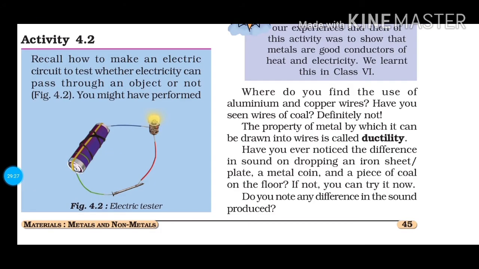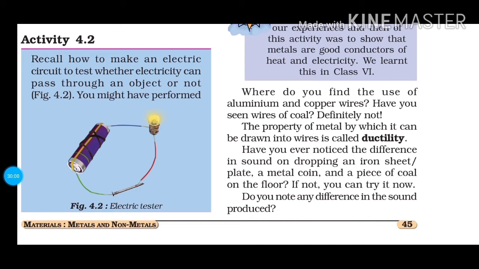We can observe that जब भी कोई मेटल कॉइन या फिर आयरन शीट it will be dropped on the floor, तो क्या है, वो एक साउंड प्रोड्यूस करता है. बट जब भी कोई पीस ऑफ कोल जो फ्लोर पर ड्रॉप करेगा, it will not produce the sound. ओके, एंड दिस प्रॉपर्टी ऑफ द मेटल इज नोन एज सोनोरिटी.